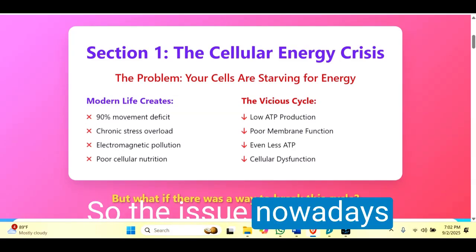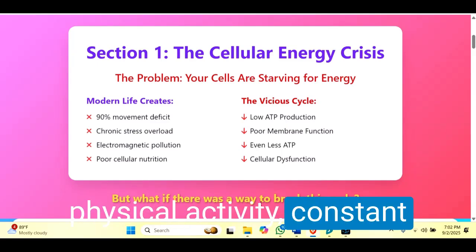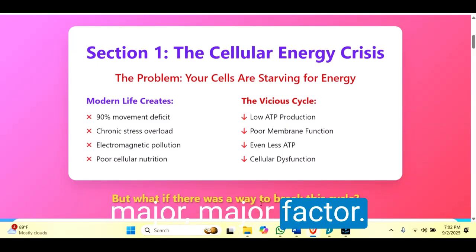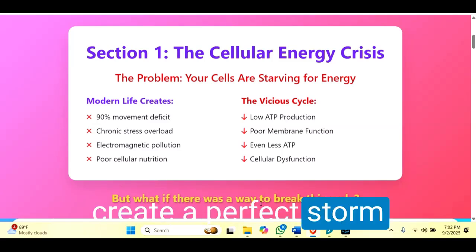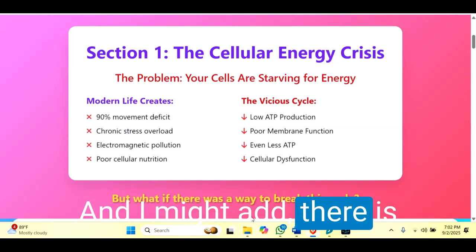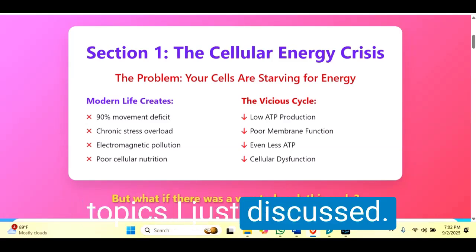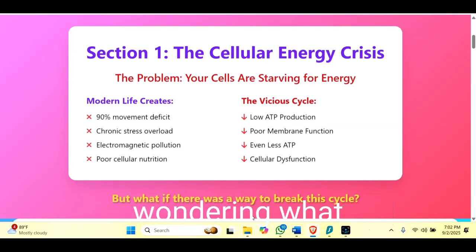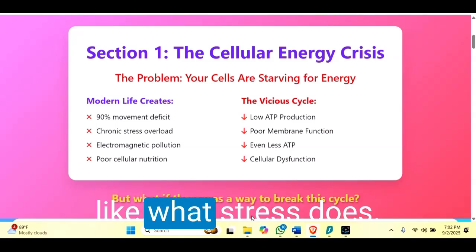So the issue nowadays is the modern lifestyle: sitting at desks, minimal physical activity, constant stress. That's another major factor. And exposure to artificial electromagnetic frequencies creates a perfect storm for cellular depletion. And I might add, there is a tremendous amount of research on each of those topics I just discussed. So it's not like we're wondering, what does that really do? We know full well what stress does.